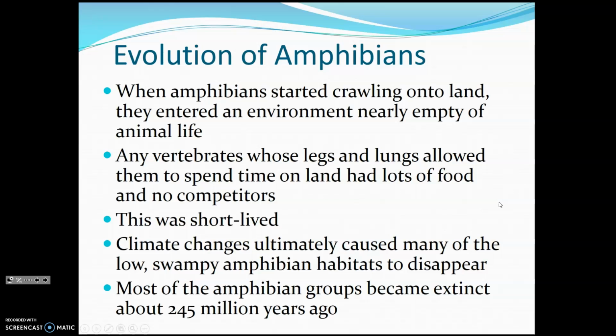The issue became when shifts in climate started to happen. Because amphibians rely so heavily on water to breed, a lot of those swampy aquatic environments started to dry up. And so a lot of the amphibian groups became extinct about 245 million years ago. So like I said, we're limited to those populations that are currently found on Earth.